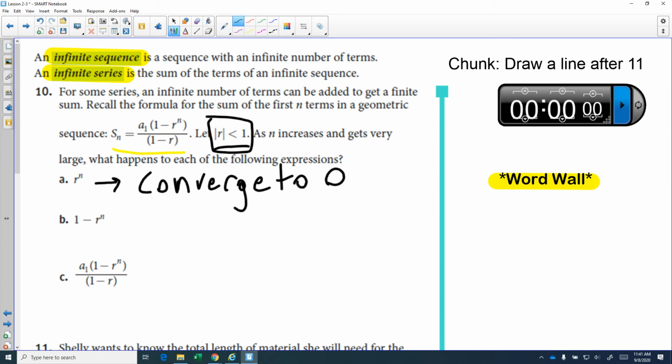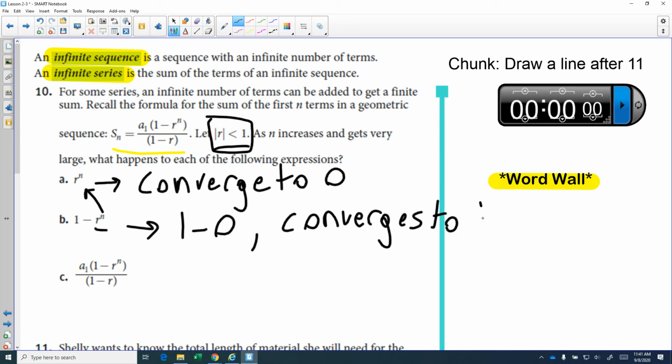Now, in letter B, if this gets closer to 0, can I assume this is going to be 1 minus 0 at some point? Because this is directly related back to this portion. So I can assume that this equation converges to 1, because 1 minus 0 would give me 1.